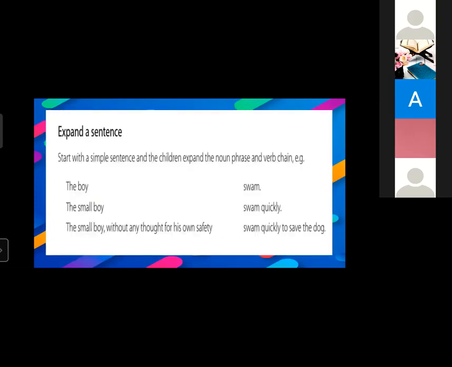Expand a sentence. Do you remember when we were young, we used to play a game where someone says a word and the next person continues it? For example, let's apply together. I'll start with a pronoun and try to complete with me. Yesterday, I went. Yes, complete. Went. To the zoo.